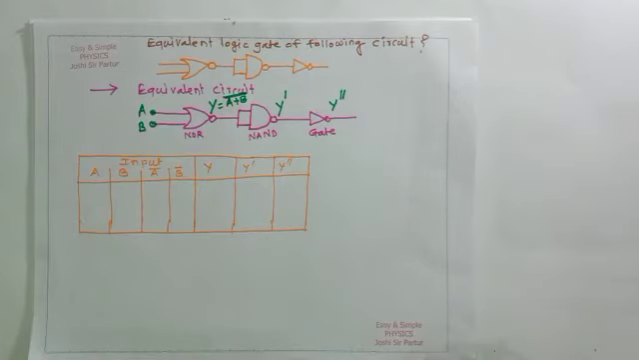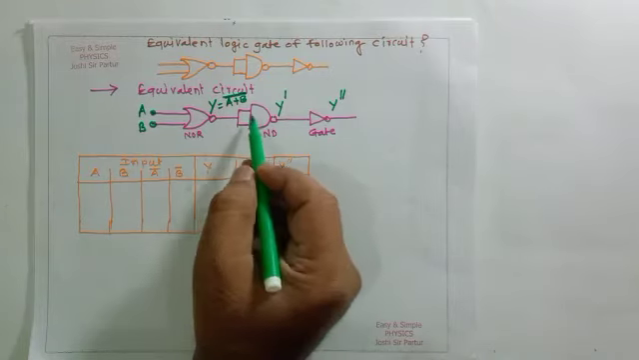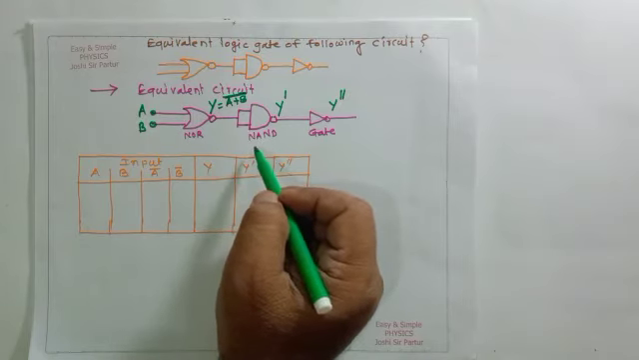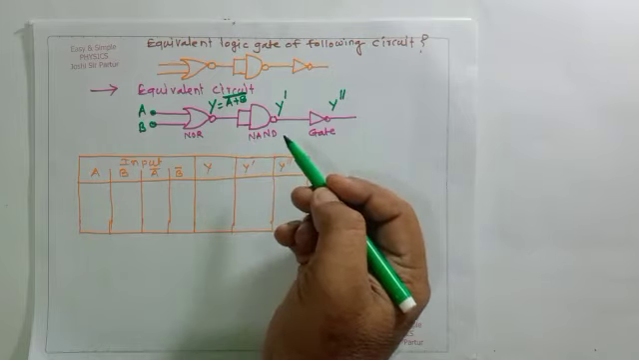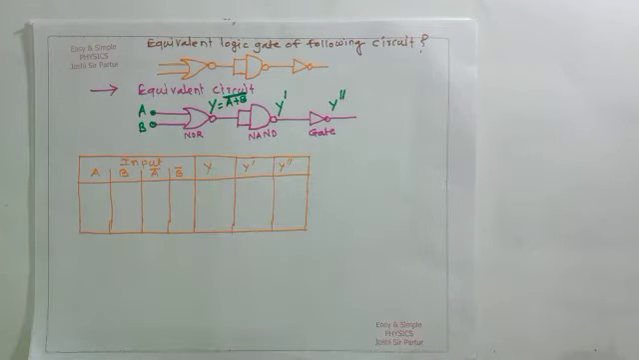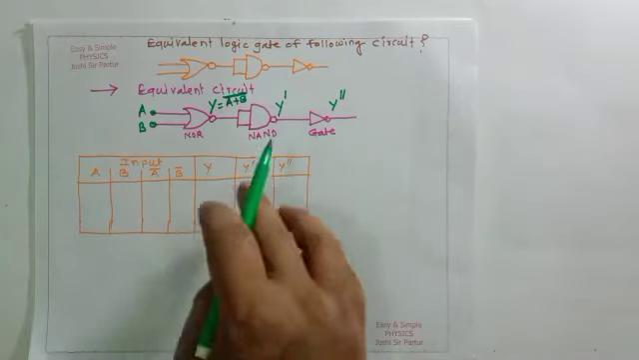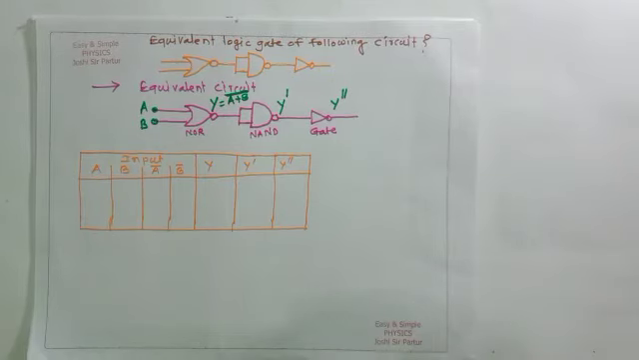Here, for the NAND gate, when its inputs are shorted it becomes a NOT gate. When inputs are shorted, it becomes a NOT gate. So one input is there, that is A or B. Another input will be there, and the output will be Y dash. So the NAND gate represents a NOT gate.